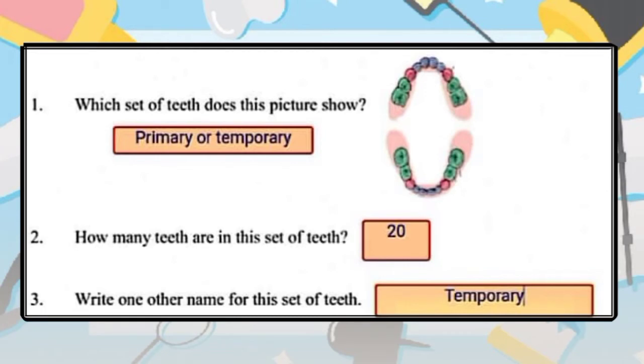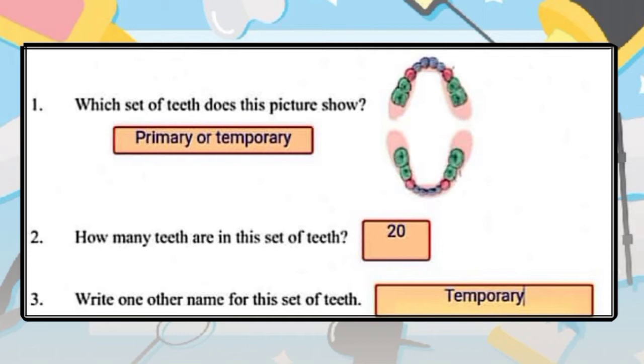Question number 1. Which set of teeth does this picture show? So as you know, human beings have two sets of teeth, temporary set and permanent set. By the time a child is 2.5 years old, the first set of 20 teeth, which is called primary or temporary teeth, appears in a child. Here, the number of teeth is 20. So the answer is primary or temporary teeth.